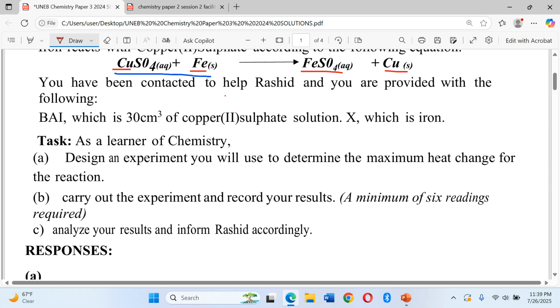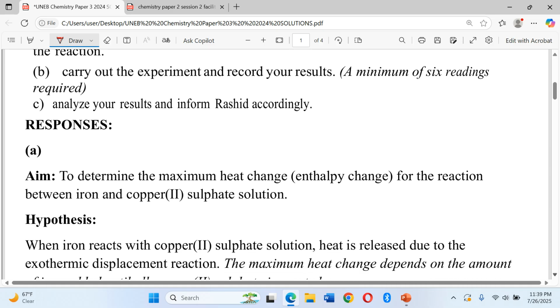You see they are saying design an experiment you will use to determine the maximum heat change for the reaction. Which reaction? The reaction has been mentioned in the scenario. That's why we need to always refer to the scenario and the task, and then we generate very good responses. I will not take much time. We shall be going through as fast as we can.